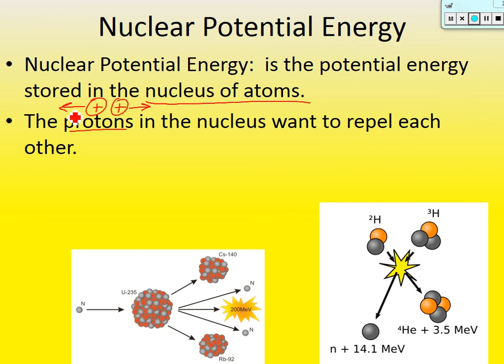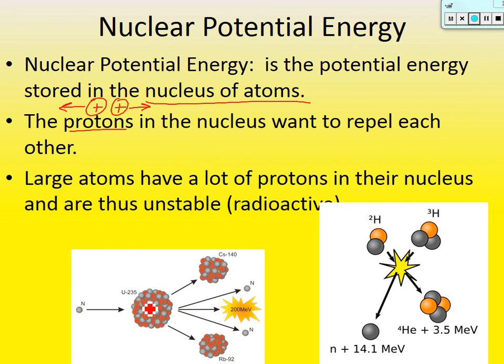Well, if you get large atoms, like look at the periodic table right here. How many protons are in uranium? There's 92. And so this uranium nucleus has 92 protons in there that don't want to be by each other. So when you have large atoms, you have a lot of protons in the nucleus, and they don't want to be by each other, so it makes that nucleus want to fall apart. Well, when the nucleus wants to fall apart, we say it's radioactive, because when it falls apart, it releases radiation.